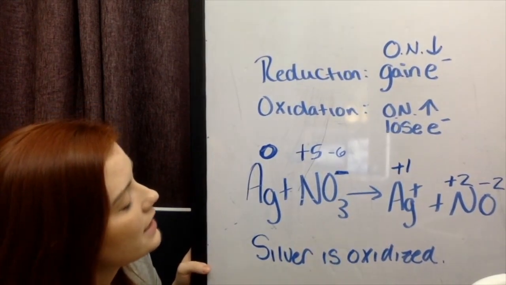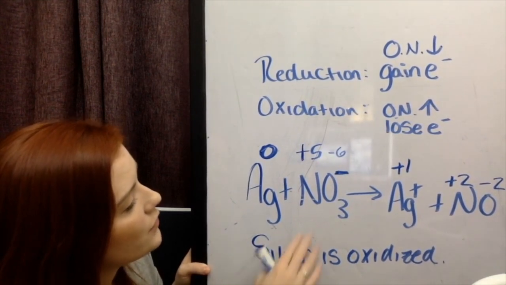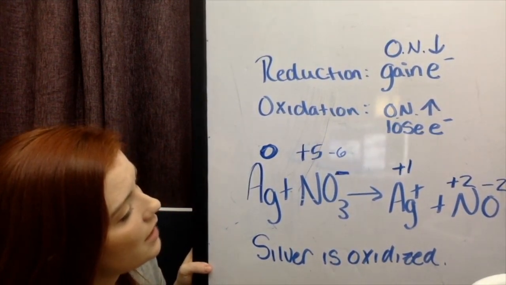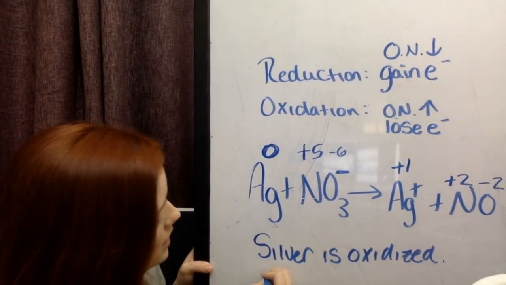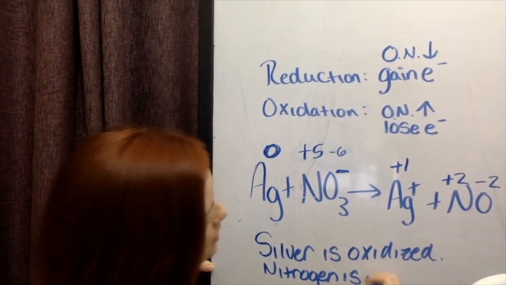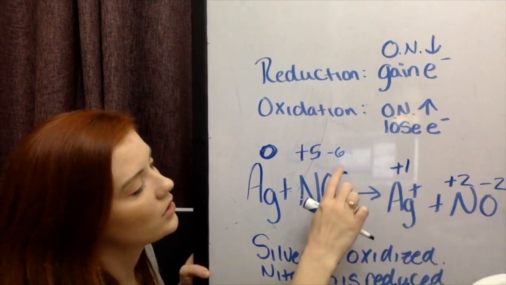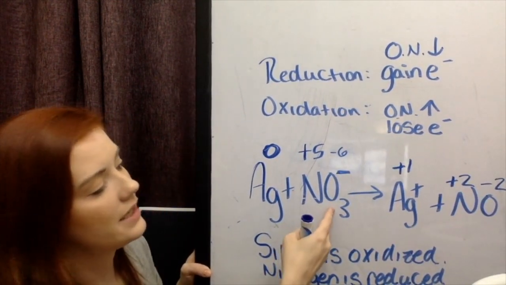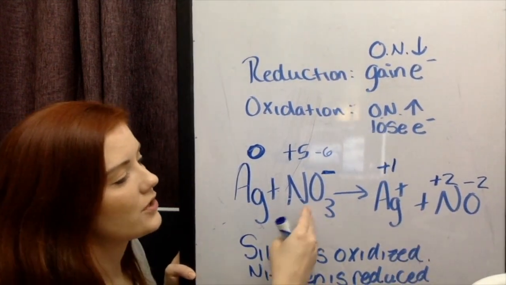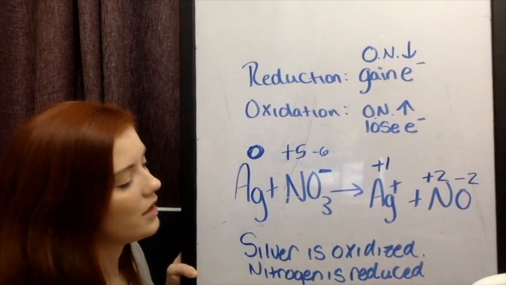All right, let's take a look at nitrogen. What's happening with nitrogen? Well, nitrogen's oxidation number goes from +5 to -2. So what's happening? Nitrogen has a decrease in its oxidation number, which means it's actually gaining electrons. So nitrogen is being reduced. And even though the oxidation numbers look different, really the core oxidation number of oxygen in this problem is -2, right? So nothing is actually happening as far as oxidation or reduction is occurring with oxygen.